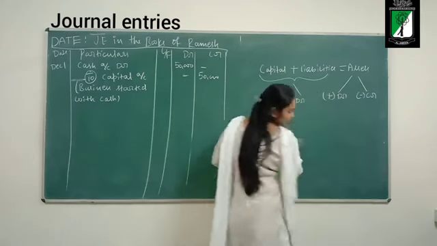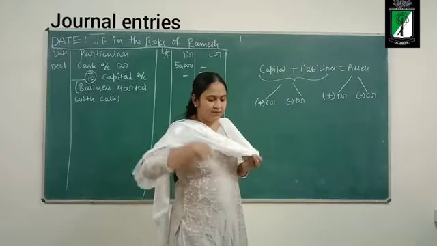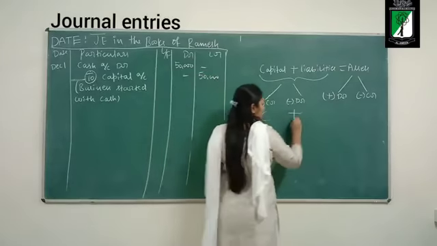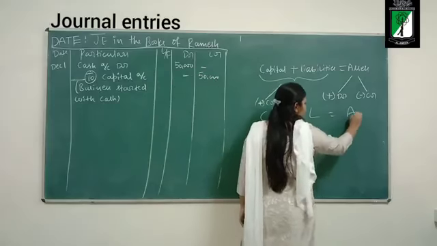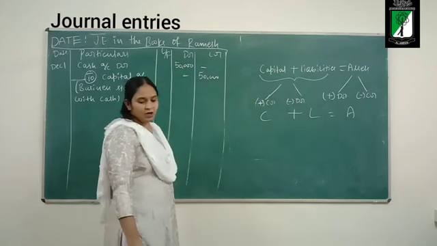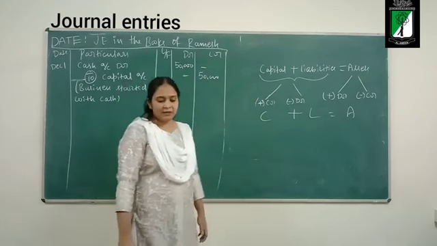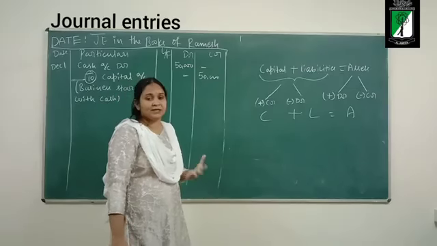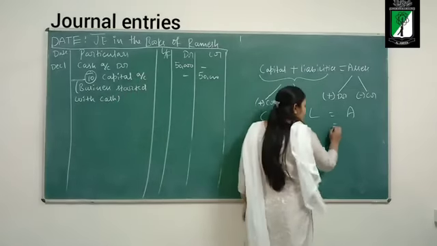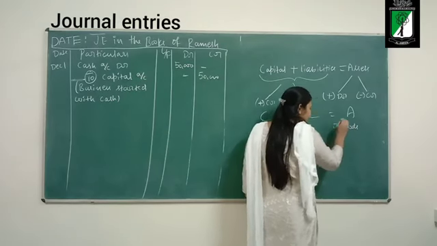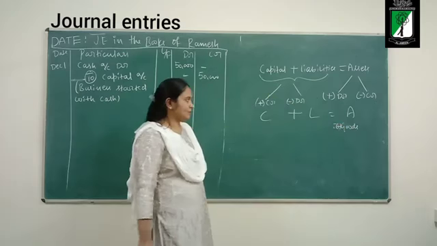Now, moving on to the next transaction, the second transaction. What is the second transaction? Purchase goods for cash rupees 7,000. Business is purchasing goods for cash rupees 7,000. So what is happening here? My goods balance is increasing. Goods are my assets.